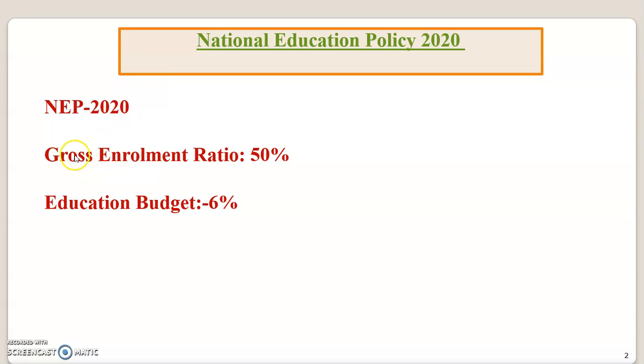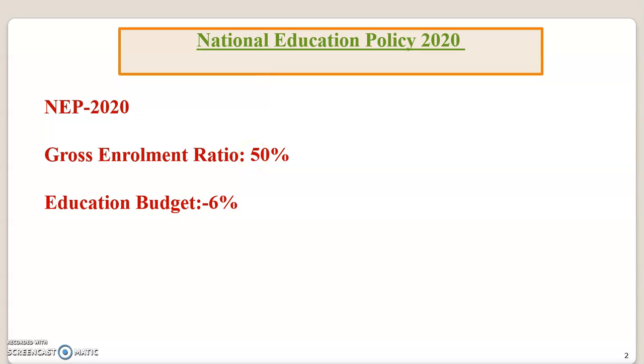According to the National Education Policy 2020, the gross enrollment ratio in higher education institutes is to be raised to 50% in the next 15 years, meaning that by about 2035 the gross enrollment ratio should be increased to 50%.